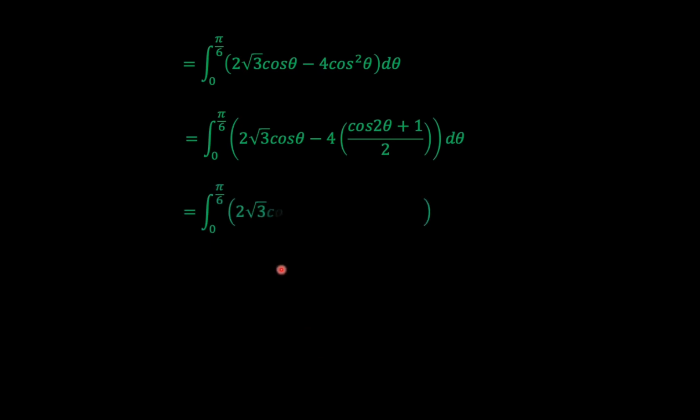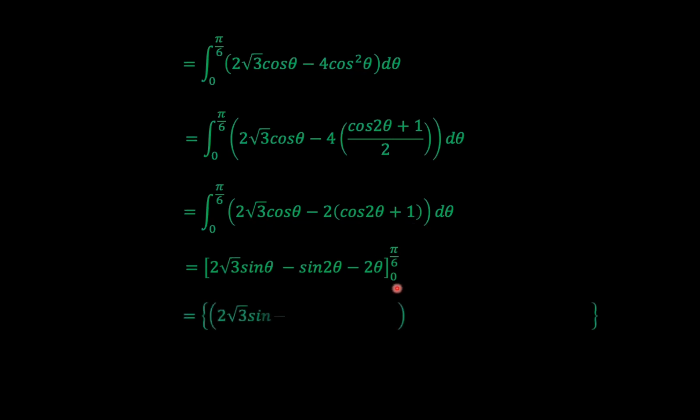And that means that the integrand now becomes 2 root 3 cos theta minus 4 divided by 2 is 2, so 2 times (cos 2 theta plus 1). And so now integrating this, we have 2 root 3 sine theta minus, since we have twice cos 2 theta, the integral of that becomes sine 2 theta. And then this 2 times 1, the integral of 2 is 2 theta. And so now we can substitute the upper limit and the lower limit. So we have 2 root 3 sine pi over 6 minus sine 2 pi over 6 minus 2 pi over 6, minus 2 root 3 sine 0 minus sine 0 minus 0.